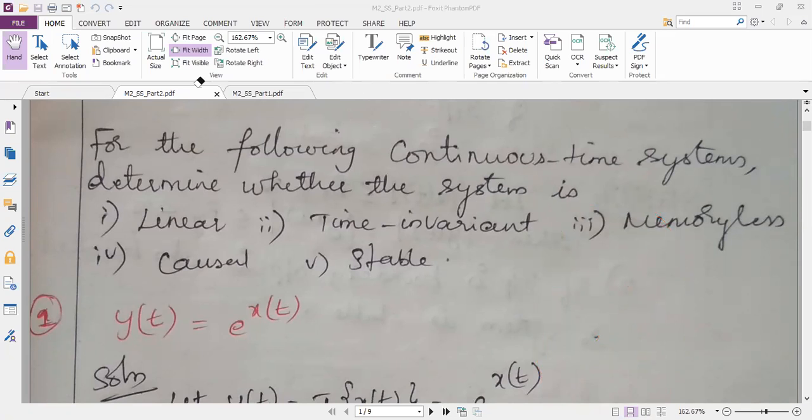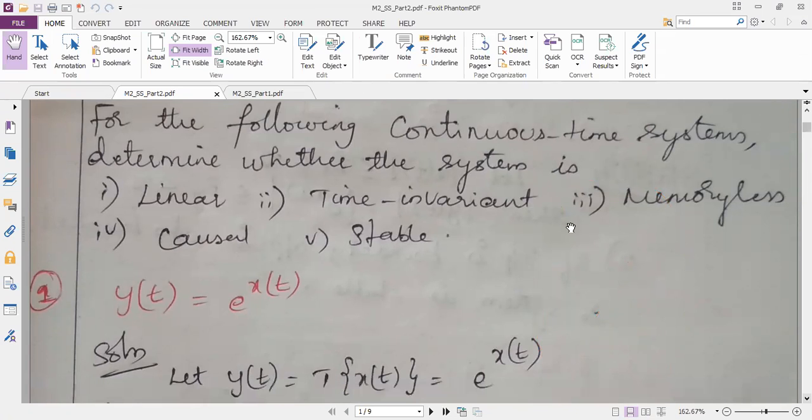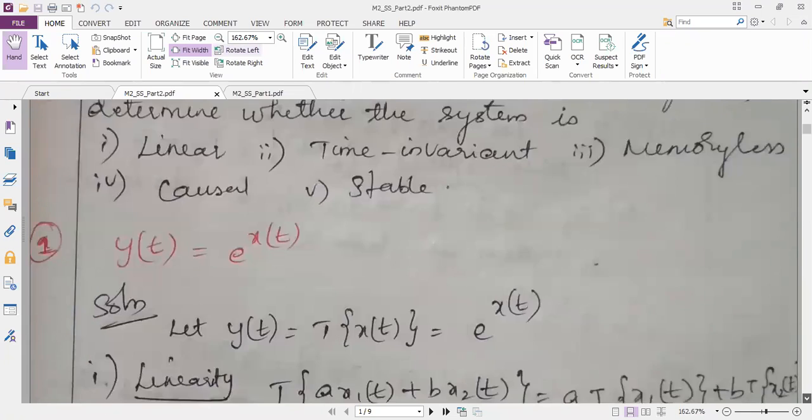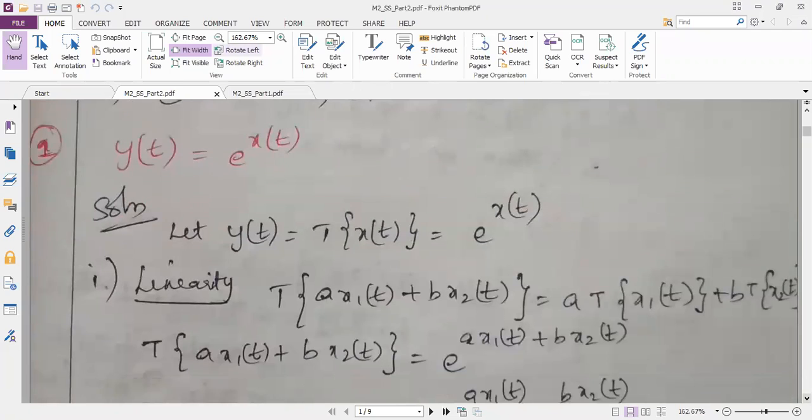Shall we start? I think the question is copied. Yes, ma'am. So first question is, you write down y of t is equal to e power x of t. y of t is equal to e power x of t.